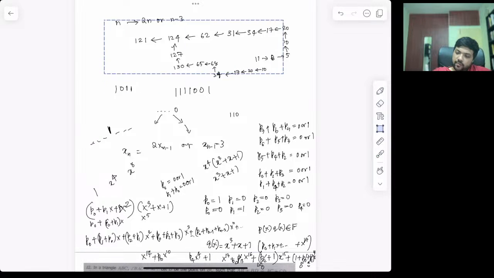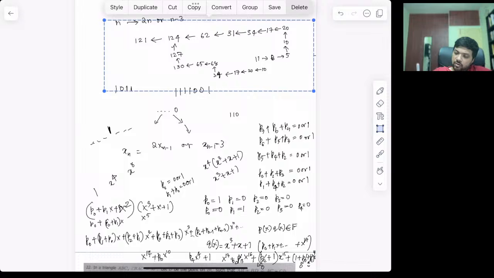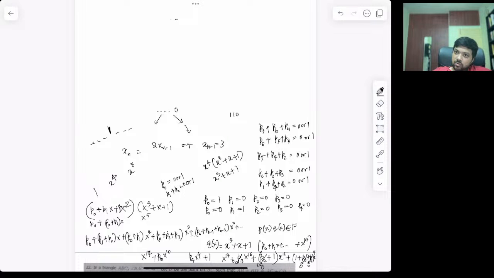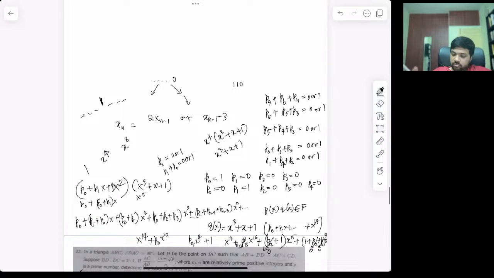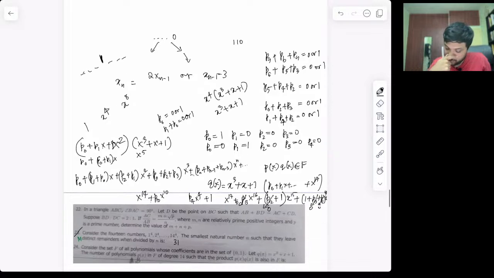So let's see. Okay, so I want to finish this problem and leave, I think. So I'll continue the rest at some other time. So let me finish off this particular problem. So I think, what is the plan now?